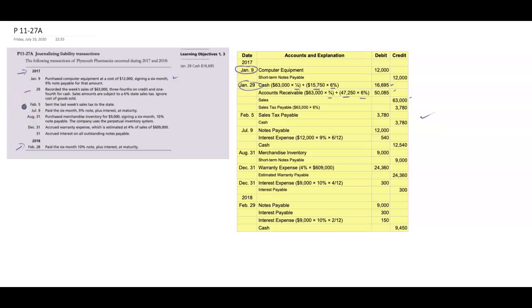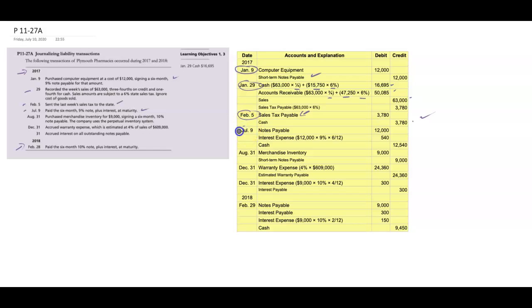On the 5th, you're sending what you figured was your sales tax payable for that previous transaction. So about a week later, you send it to the tax authorities. So you're going to reduce and eliminate your sales tax payable by a debit and credit your cash for the amount you pay out. On the 9th, you're now paying off the initial note that you set up 6 months earlier, on January 9th.